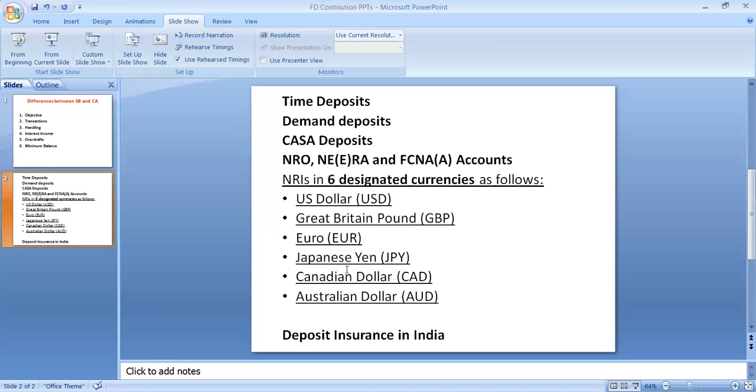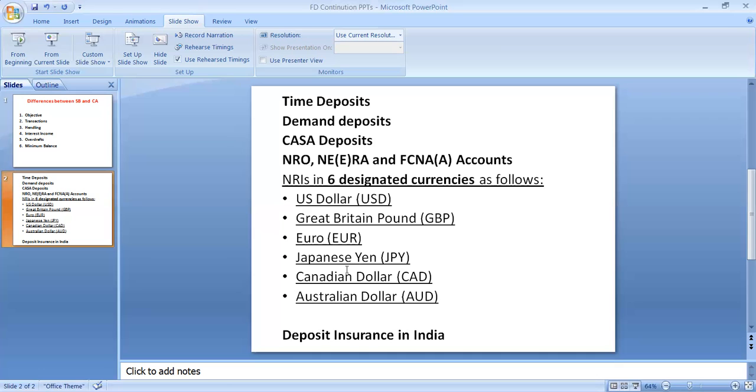There are several kinds of accounts available for non-resident Indians: NRI, non-resident Indians, persons of Indian origin and overseas citizens of India. There are different categories again. The number one is NRO.